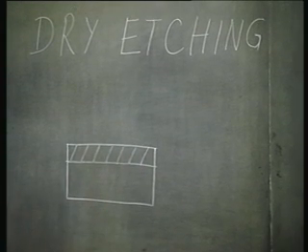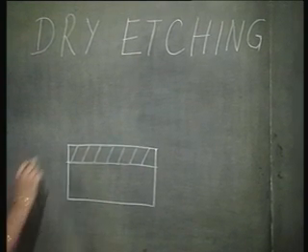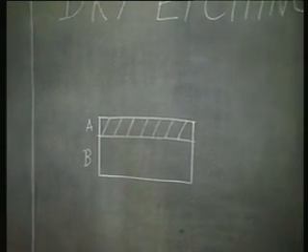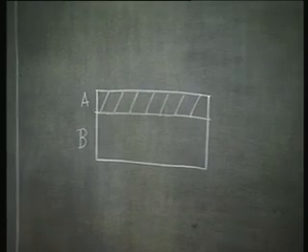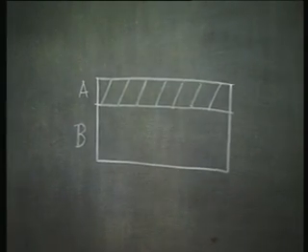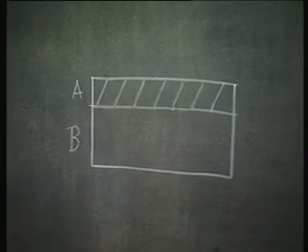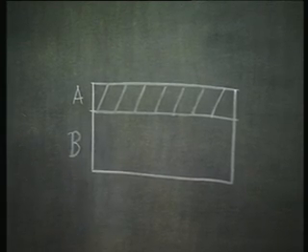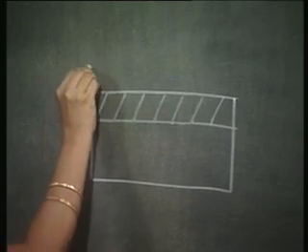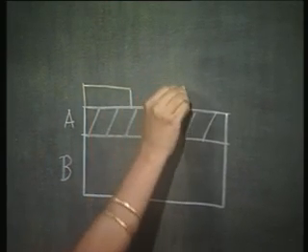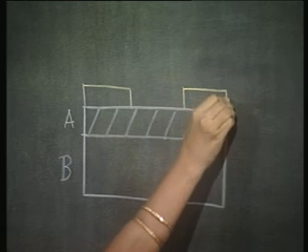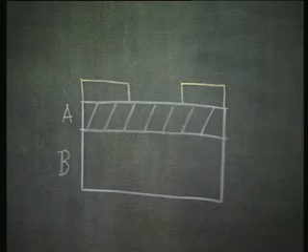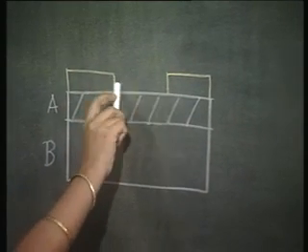The shaded region is a material, let us call it A, and the rest of the portion is another material called B. It can be silicon dioxide on silicon, it can be silicon nitride on silicon, it can be aluminum on silicon, it can be anything. Anyway, the point is that I have certain area on the top surface masked and I want to etch only through this opening.